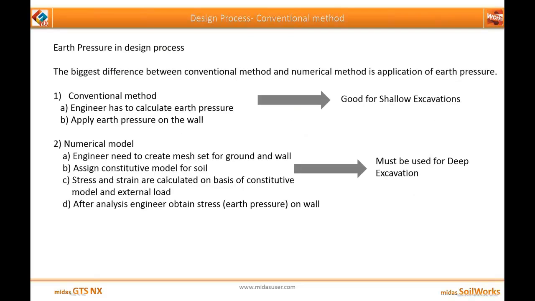Next, let us see what's the difference between the conventional method and the numerical method. Talking about the earth pressure in the design process, the biggest difference between the conventional method and the numerical method is the application of earth pressure. In the conventional method, the engineer has to calculate the earth pressure and then apply it on the wall and check it for various factors of safety. This kind of simulation is very good for shallow excavation.